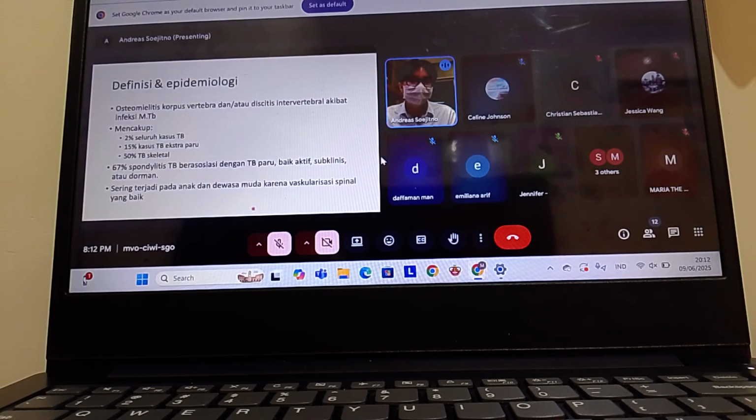Okay, this is the TB spondylitis, TB that affects the vertebra. TB usually infects the lung, but it can also spread to the vertebra. It is relatively rare, only 2% of all TB cases, but about 15% of non-lung TB can be found on the vertebra in the form of spondylitis TB.